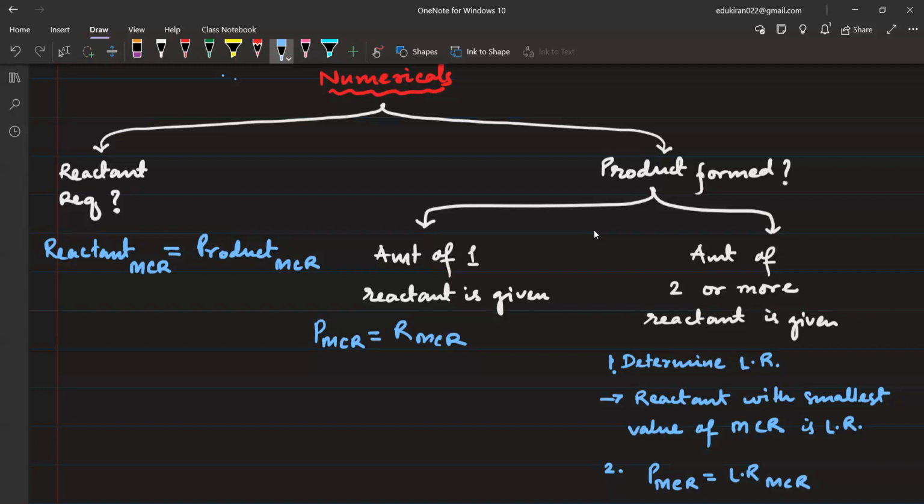If the amount of two or more reactants is given, then only we will determine the limiting reagent. How to determine limiting reagent? You determine the MCR of all the reactants. And the reactant with the smallest value of MCR will be the limiting reagent. And after that, what we will do, product MCR is equal to limiting reagent's MCR. Is this clear? Yes or no? Please tell me. Yes, sir. ठीक है.